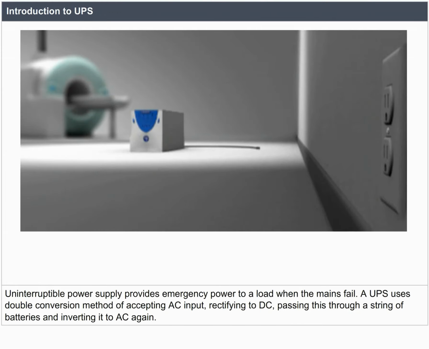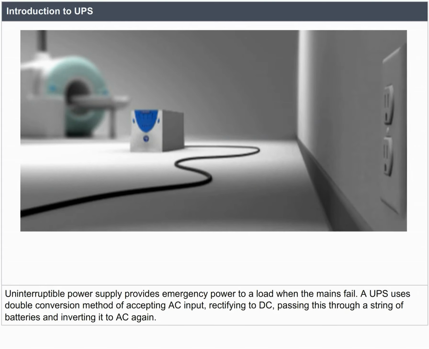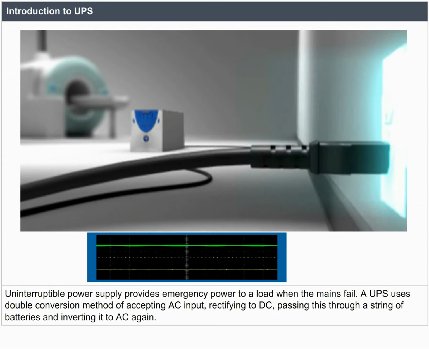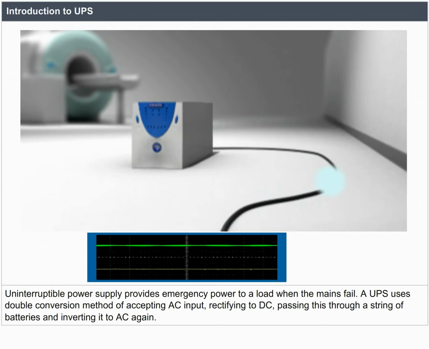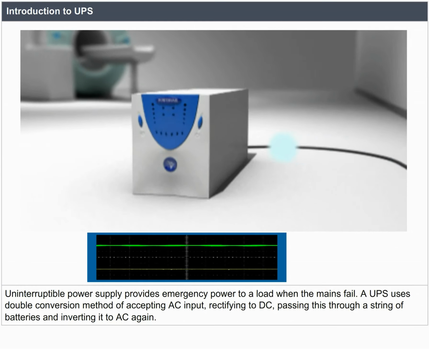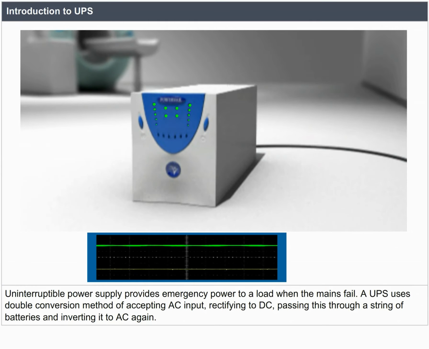Introduction to UPS. Uninterruptible power supply provides emergency power to a load when the mains fail. A UPS uses double conversion method of accepting AC input, rectifying to DC, passing this through a string of batteries and inverting it to AC again.